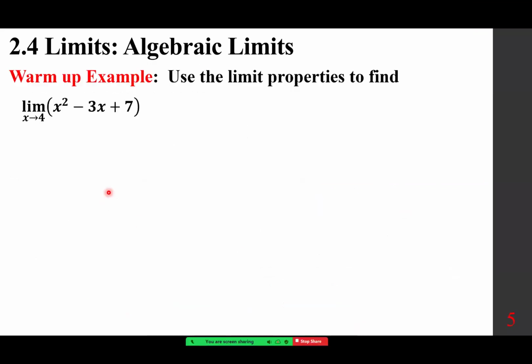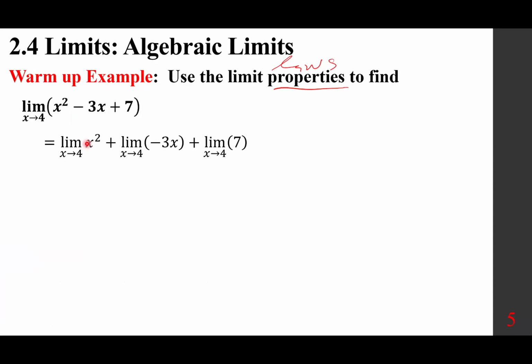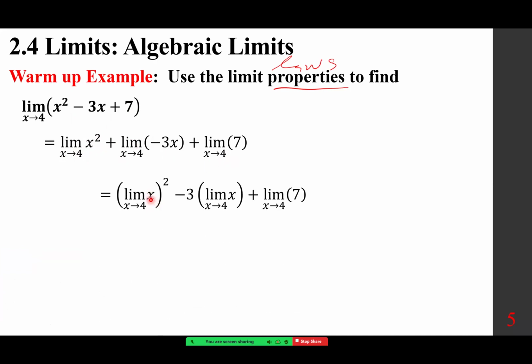Let's move on, and we don't have to do this by limit properties or limit laws, but just to show you how it works, we cut it into 3 pieces and 3 limits. This one becomes the limit of x as x approaches 4, to the second power. This one, negative 3 comes out. This we're going to keep for now. And the limit law says when we have the limit of x as x approaches a value, that's when we can replace it. So we can replace it with 4.